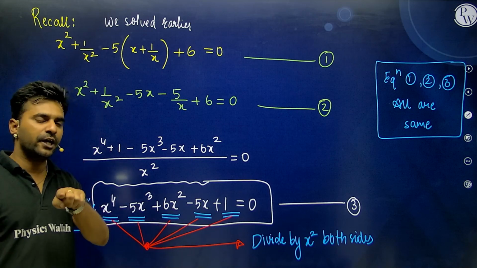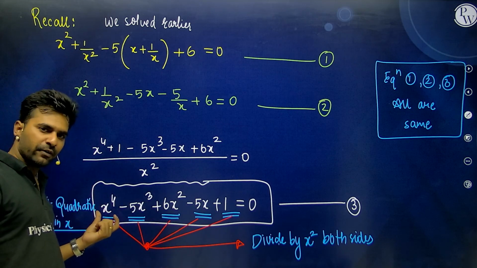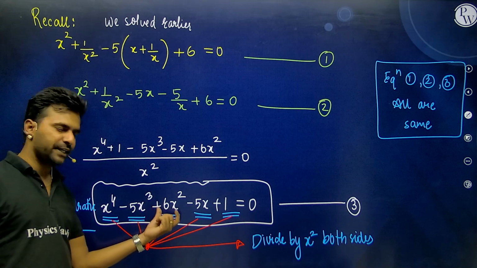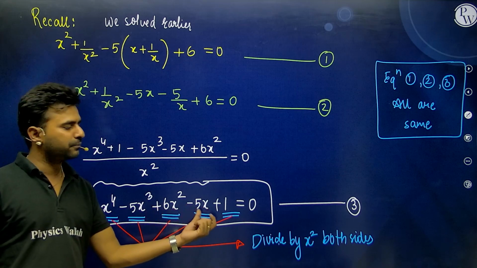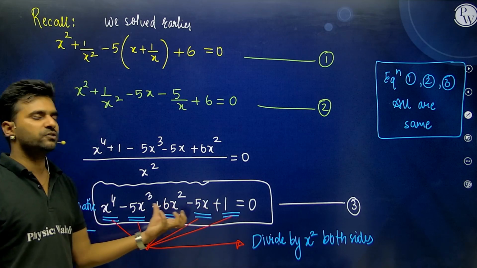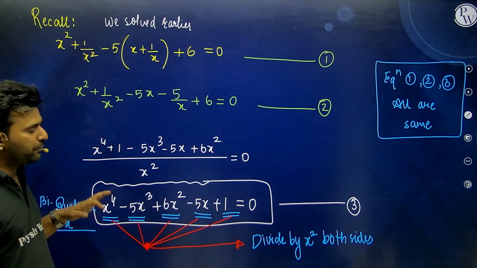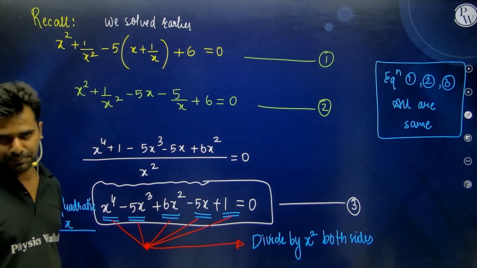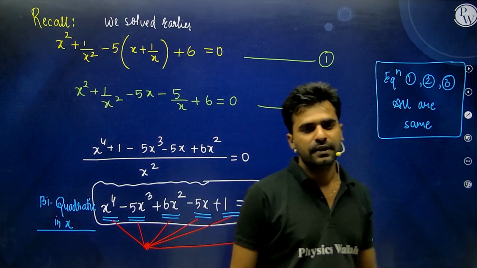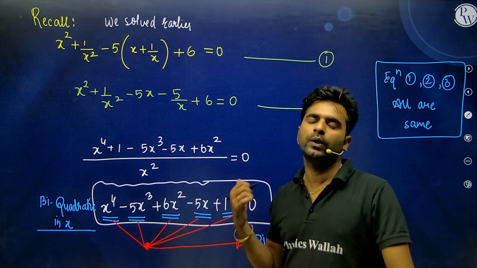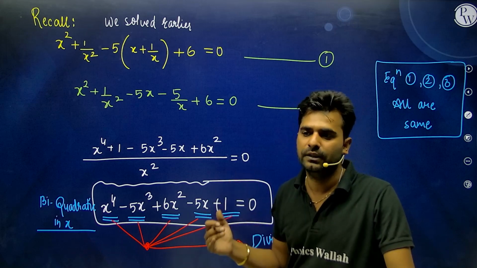But the biquadratic equation must have an x to the power 4 term, an x to the power 3 term, an x to the power 2 term, an x to the power 1 term, and a constant term. All these 5 terms have to be there. Then there are 90% chances that the problem will be solved like this only. Sir, what about the 10% chances? That we will see once we learn calculus in class 12th.